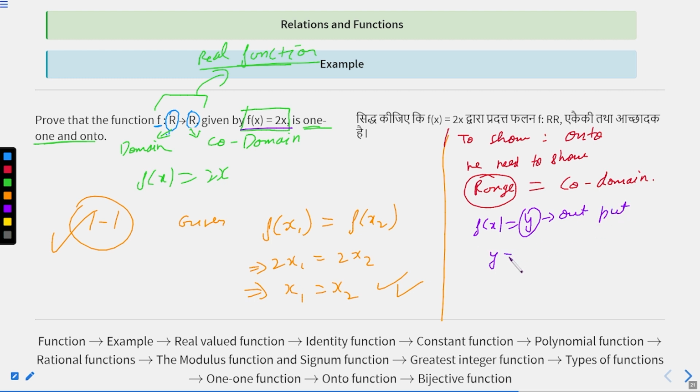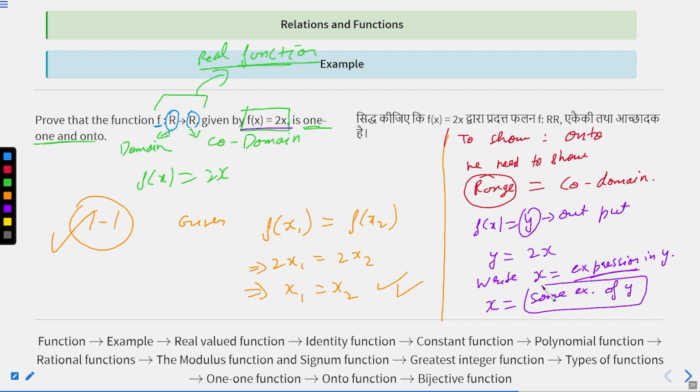Okay. So this means y is equal to 2x. Now write x as an expression in y. What do I mean? I mean like this: x is equal to some expression of y. So from this I can write x is equal to y upon 2. As you can see, x is equal to y upon 2.